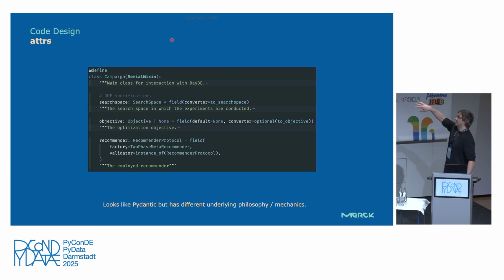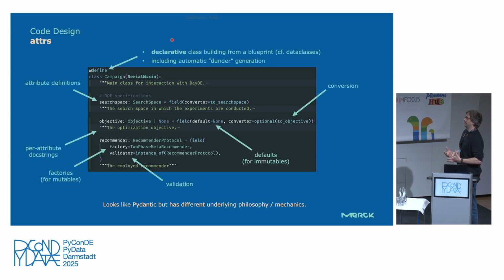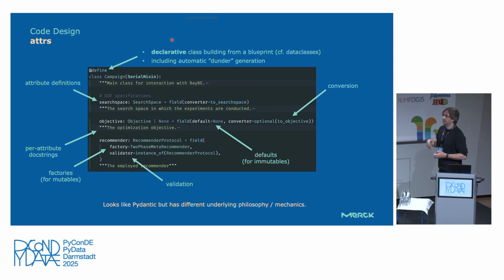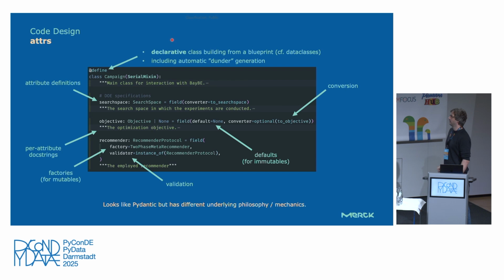So this is just a random snippet of code from our main user-facing campaign class. And what you see here is how this attrs framework works in general. So it's a declarative way to describe classes. You basically describe them in the form of a blueprint. You might know data classes from the standard Python library. attrs is basically data classes on steroids. So it's a generalization of data classes. It's actually from the same guy who invented both.